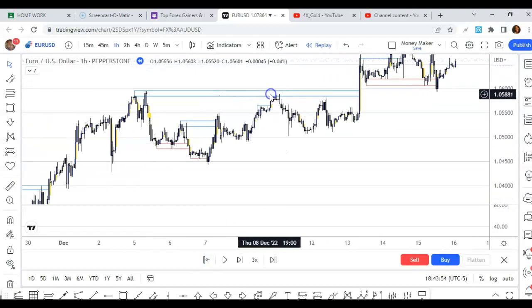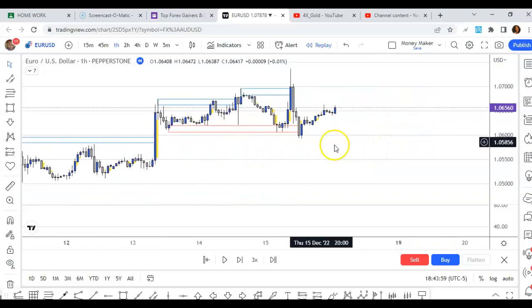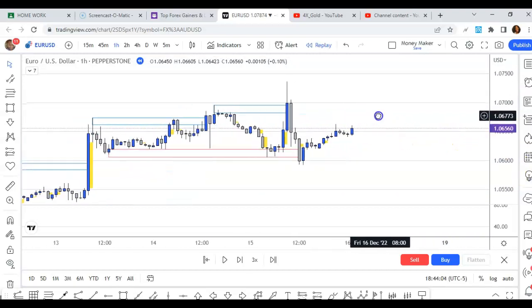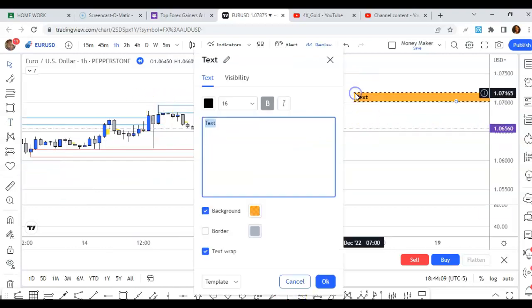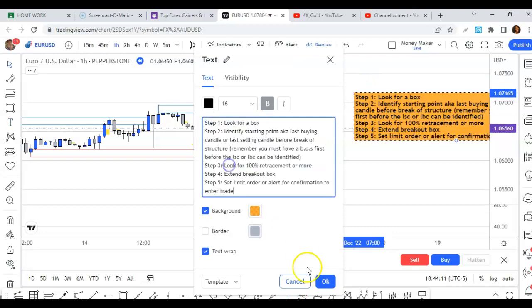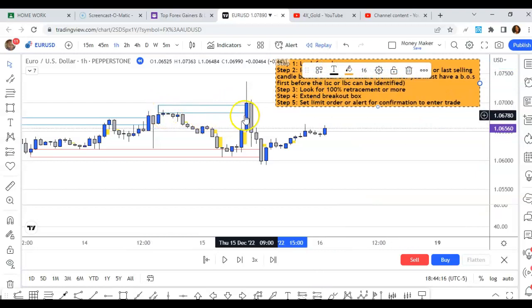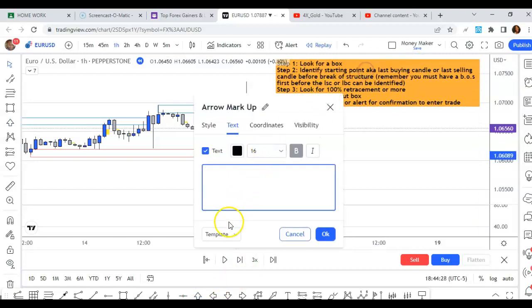All right, so market's been trending up for some time. This looks like a good area where the market could potentially turn around for a sell. Okay, I'm going to identify my blue box. So let's go ahead and put these instructions back up. I look for my box, which is this one right here. I look for my last buying or selling candle. In this case, since we're looking to take a sell, I'm going to look for my last selling candle.